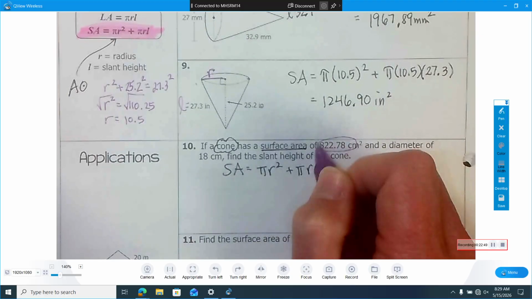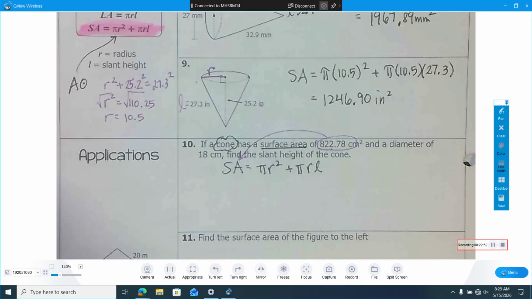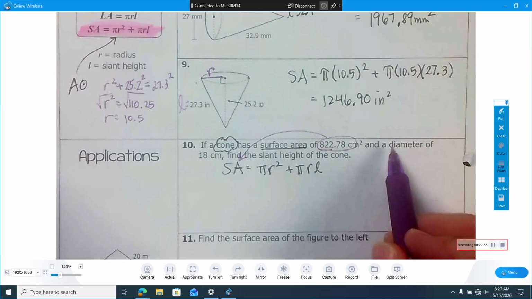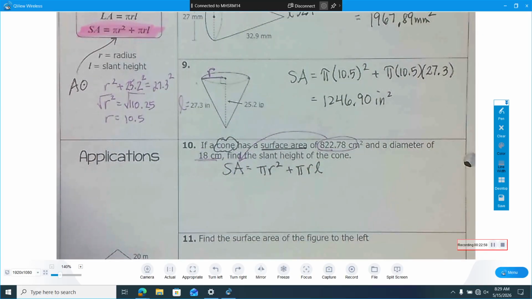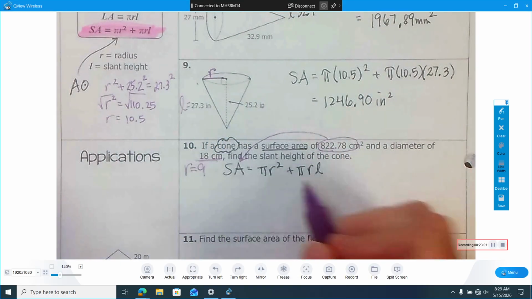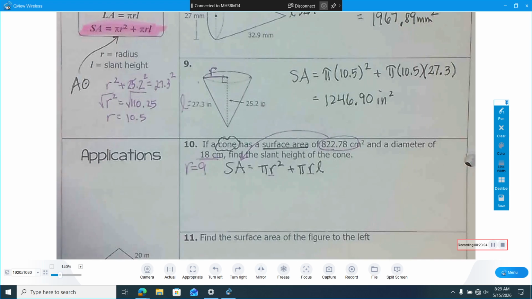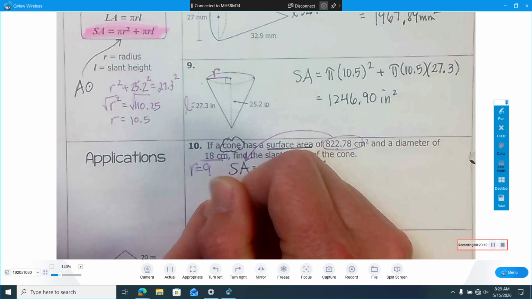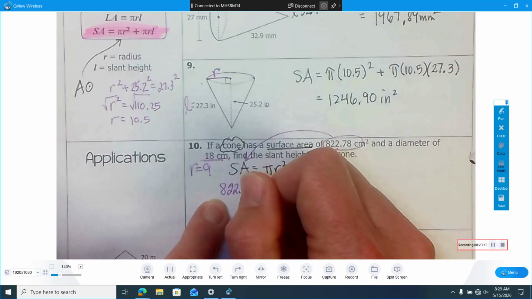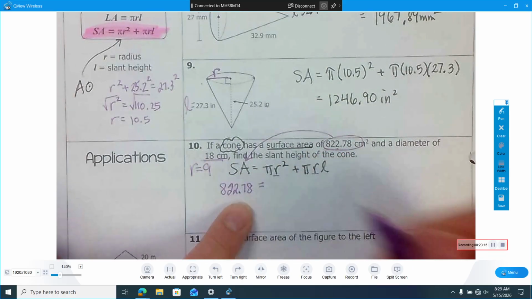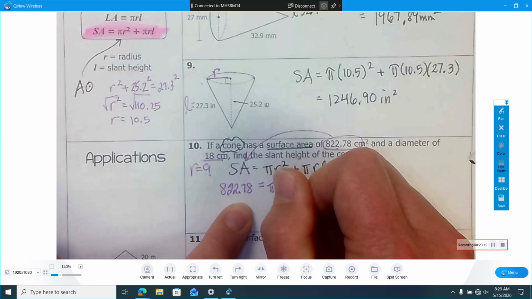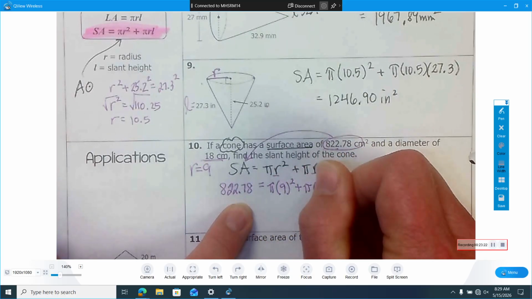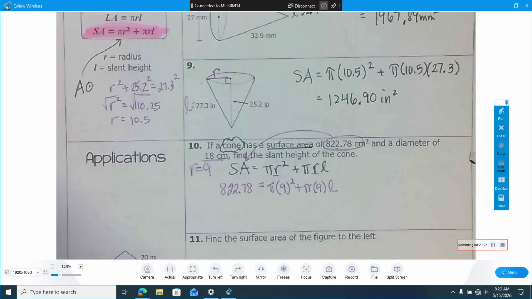yeah, it says surface area is 822. So that's going to go in for surface area. And it says a diameter of 18. How does that help me? Yeah, the radius is 9. So that can go in for the radii there. And that's going to allow us to solve for the slant height. So we have 822.78 equals pi times 9 squared plus pi times 9 times the slant height of L. Everything is filled in except the slant height. So this allows us to solve for the slant height.